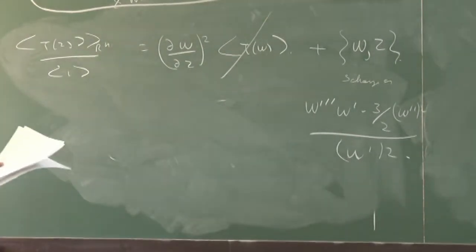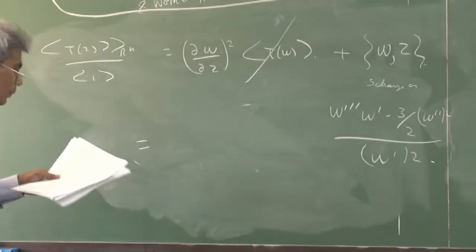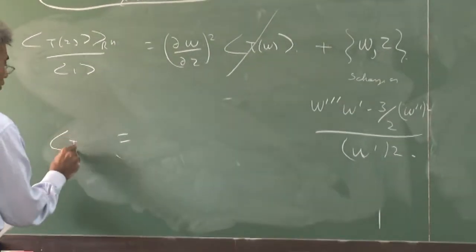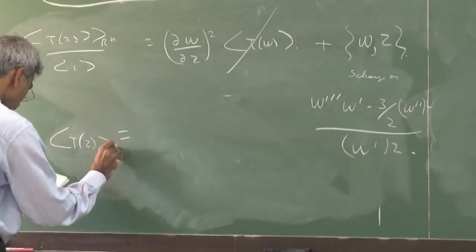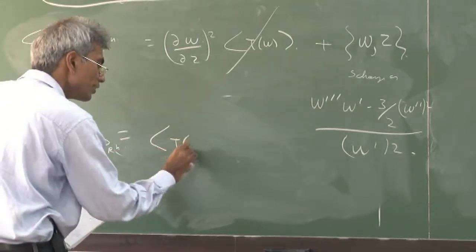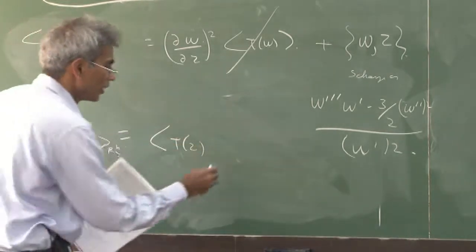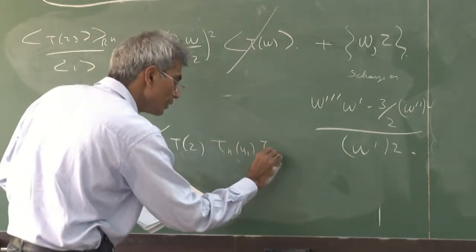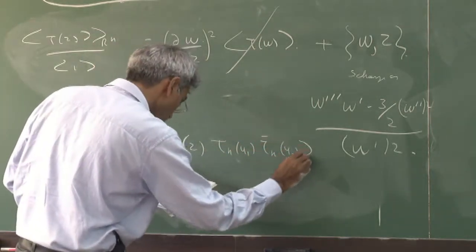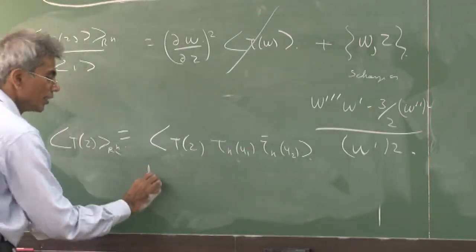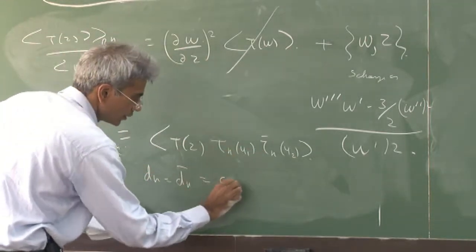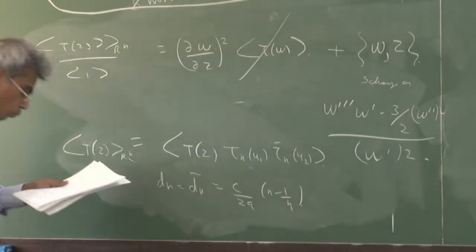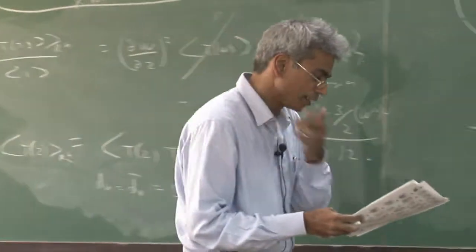It's a formula like that. And you can show that when you do this calculation and evaluate it, with z to the power r to the n, you will be able to see that it's actually a 3-point function of the stress tensor with some primaries inserted at y1 and y2, and each of them has dimension d_n = c/24 (n - 1/n). So this is one method of doing this calculation.